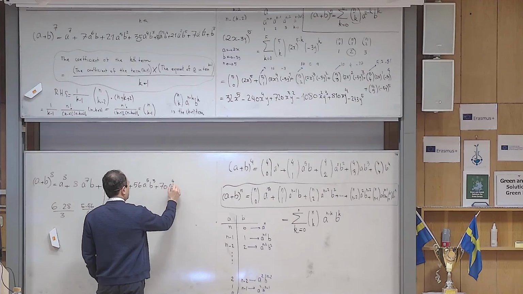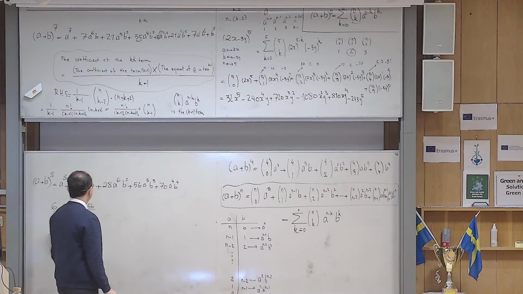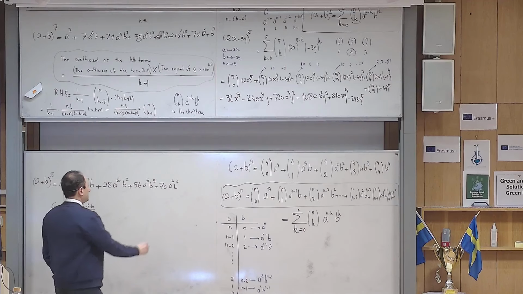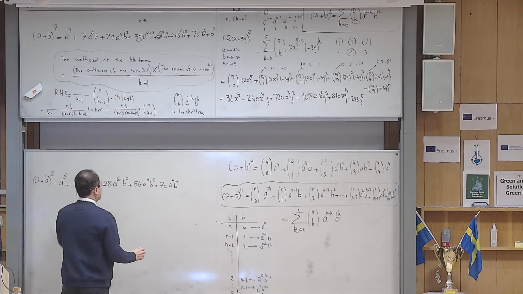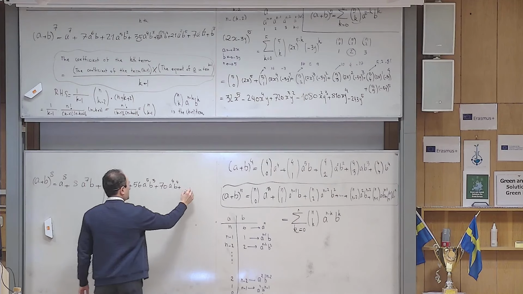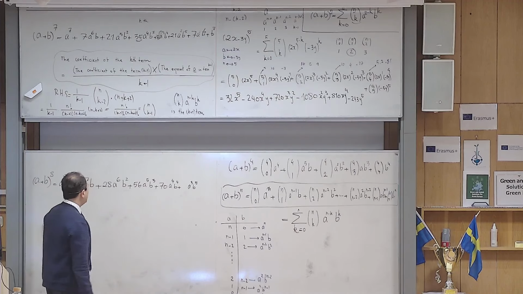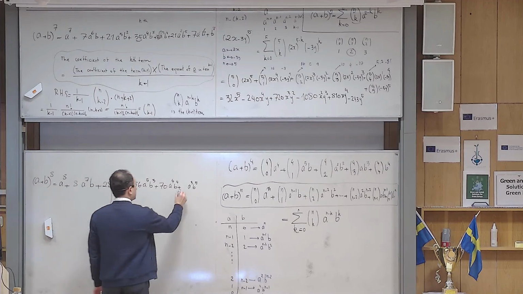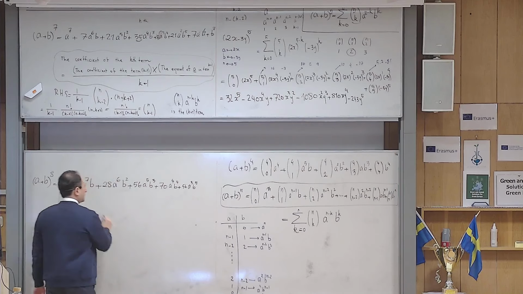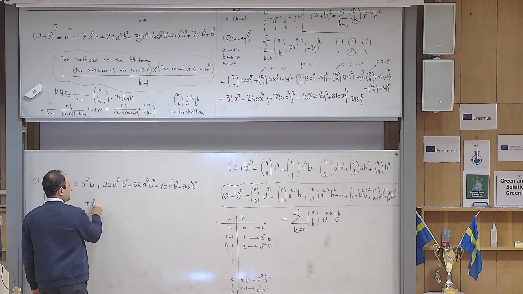A to the power of 4, b to the 4. Yes? And the rest of it, you don't need to calculate, yes? What is the rest? The next one is a cubed b to the 5, which is 56. What is the next one? It is 70, yes?